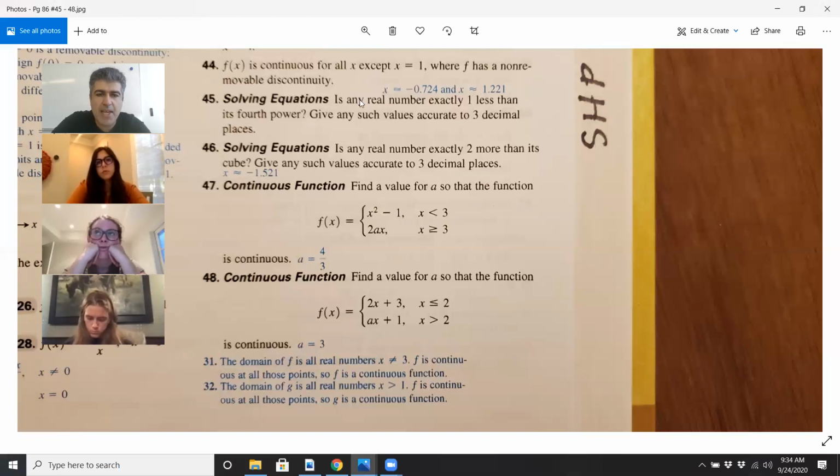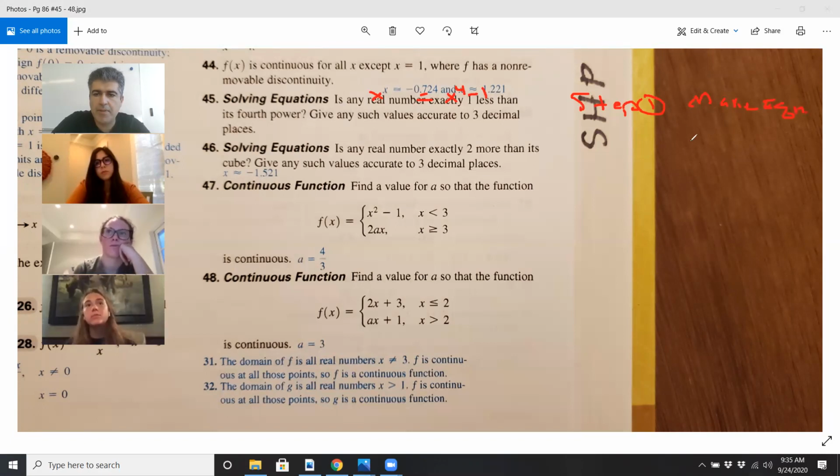So 45: is any real number exactly 1 less than its 4th power? We translate. Is any real number called x exactly equal to 1 less than its 4th power? So that's going to be step 1: make the equation.